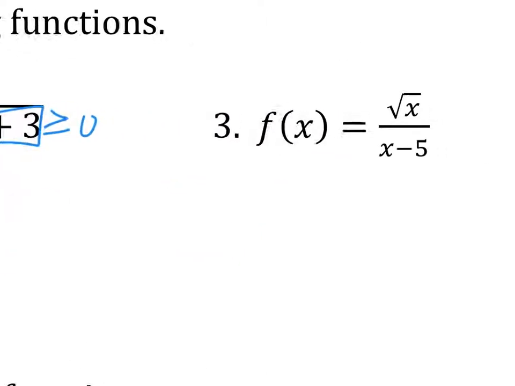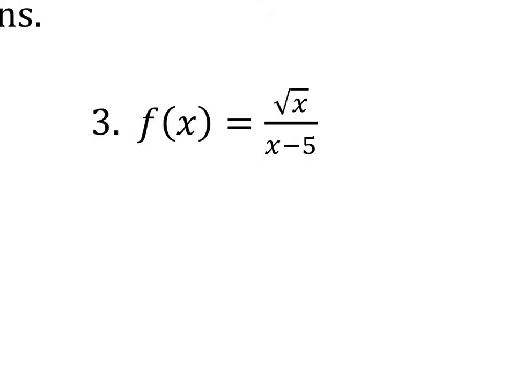Okay, number 3. This function. Is there a denominator problem? Yes. Is there a radical problem? Yes, there are 2 problems. Okay, so let's do the denominator first. What can x not equal to? Good, x can't be 5. Now, in the radical problem, what does x have to be? Greater than or equal to 0. So we have 2 problems, right?